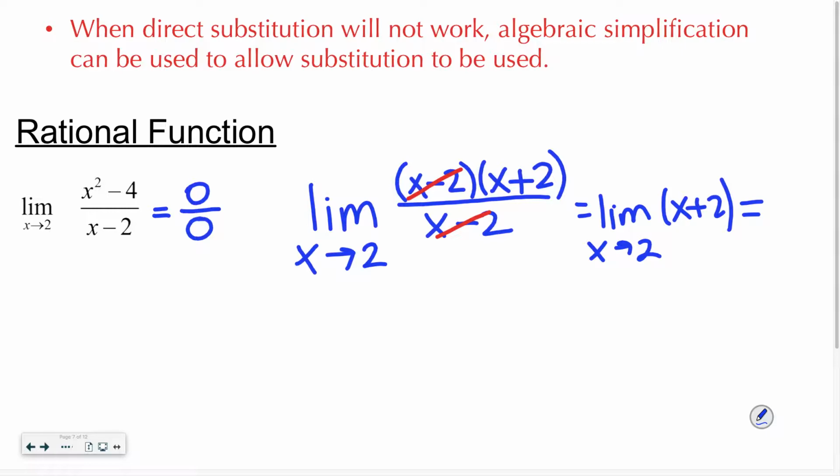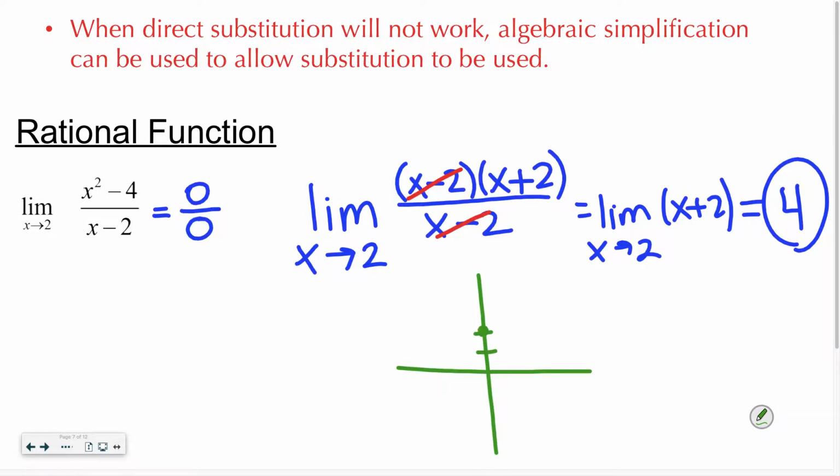Now can we evaluate the limit? You betcha. When we plug in 2, we get 4. Let's go. What's happening is we have a line with a hole at (2, 4). So what we found is where the hole is. There's not a function value there, but the limit as x approaches 2 is where this hole occurs, at 4.